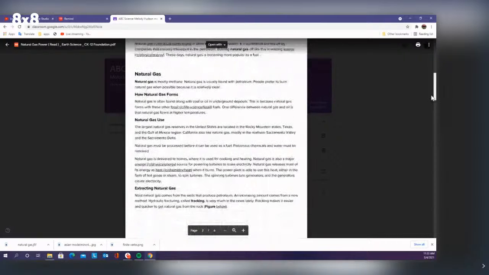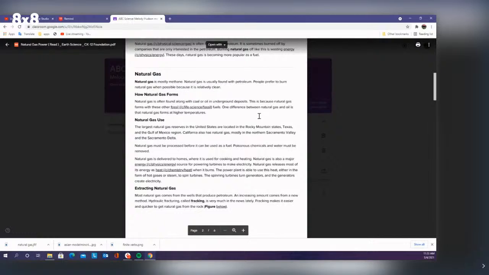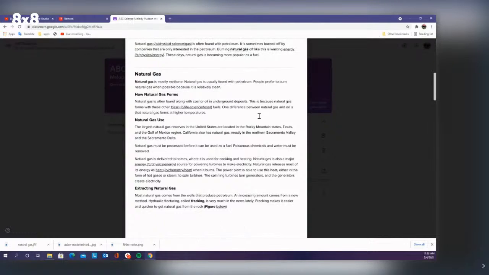Natural gas consists mostly of methane. It is found with petroleum, and people prefer to burn natural gas over petroleum because it burns more cleanly. It's often found with coal or oil in underground deposits. It has formed with those other fossil fuels. It is a fossil fuel. And one difference between natural gas and oil is that natural gas forms at higher temperatures.